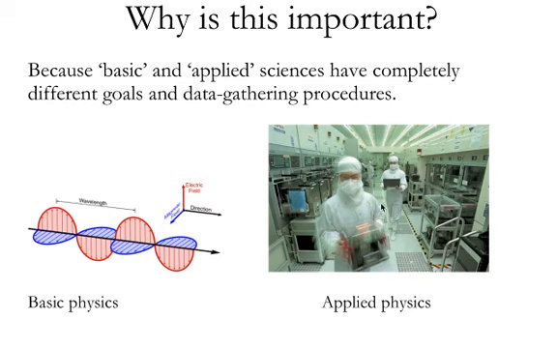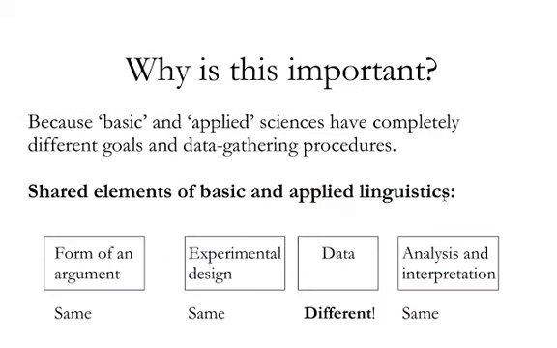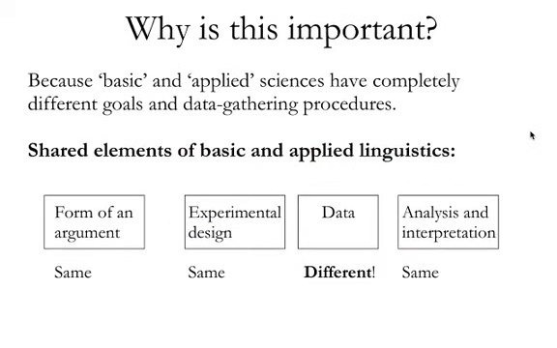They're not going to be using the same kinds of procedures and analyses and so on and so forth. There's going to be really different methodological things going on in these two branches of physics. So that's just a couple examples of the difference between basic and applied sciences. And more generally, basic and applied sciences often have very different goals and very different data gathering procedures.